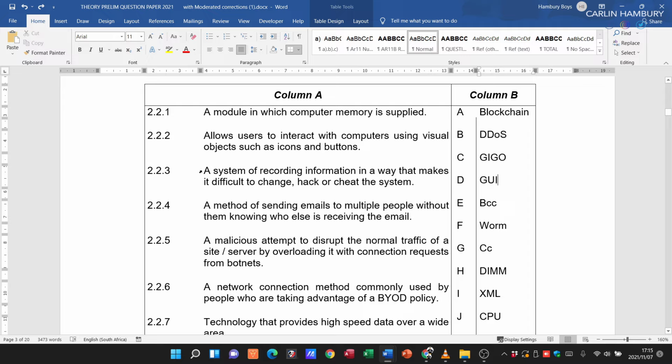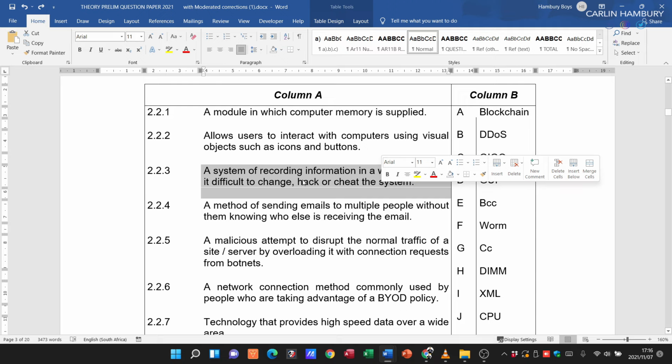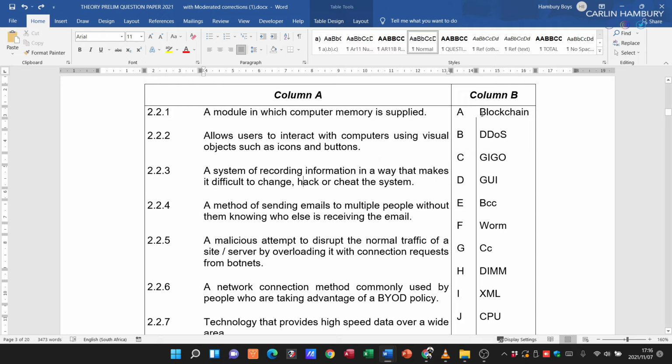2.2.3, a system of recording information in a way that makes it difficult to change, hack, or cheat the system. What is that going to be? A system of recording information in a way that makes it difficult to change, hack, or cheat the system. And that is going to be a blockchain.